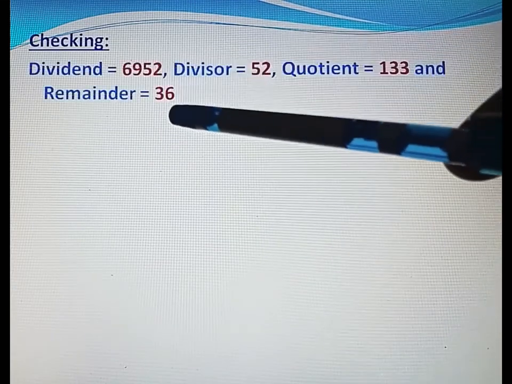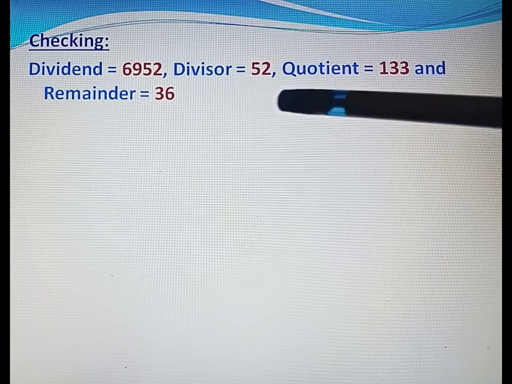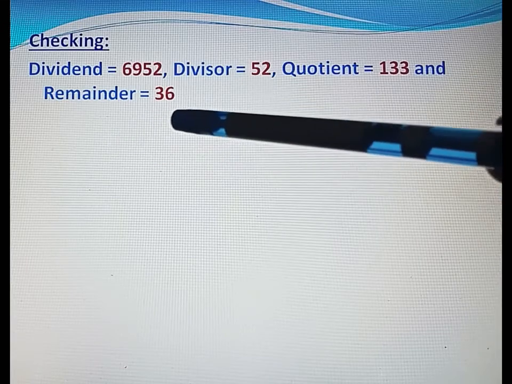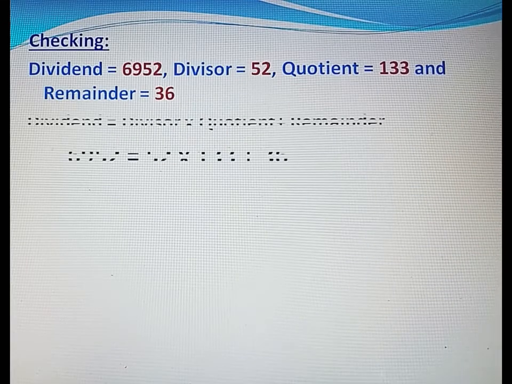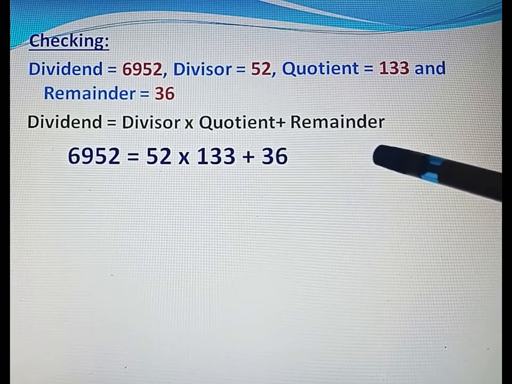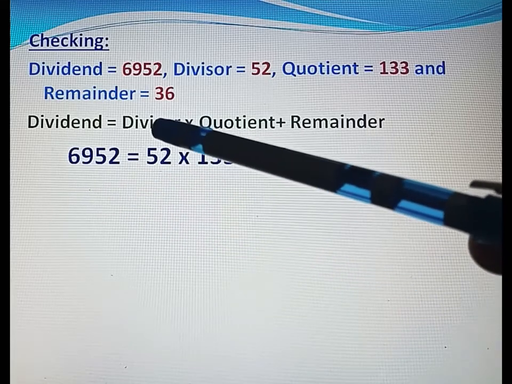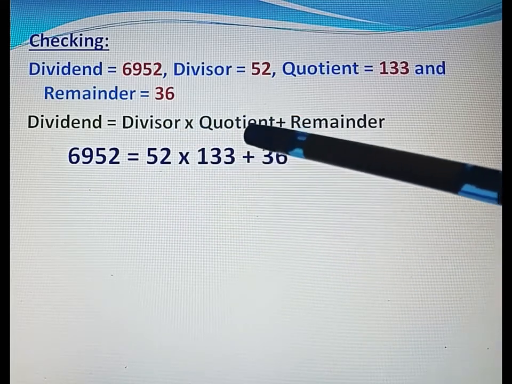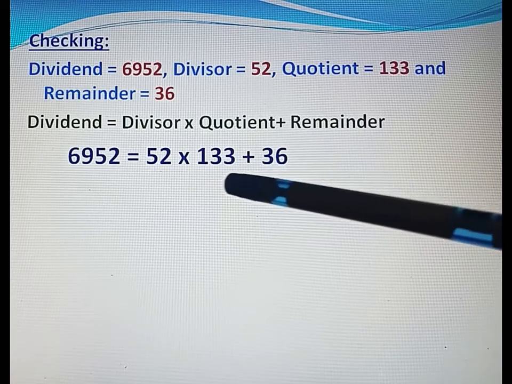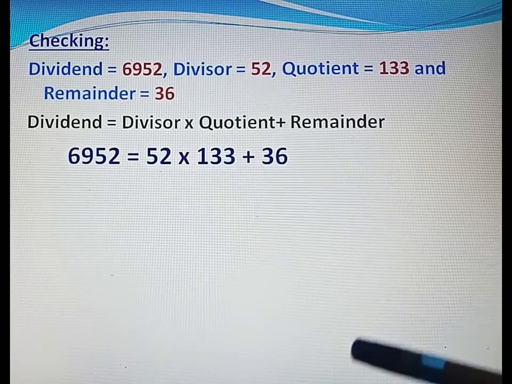Here dividend equal 6952, divisor equal 52, quotient equal 133, and remainder equal 36. Now write formula. Dividend equal divisor multiply quotient plus remainder. Dividend 6952 equal divisor 52 multiply quotient 133 plus remainder 36. We will multiply first 133 by 52.